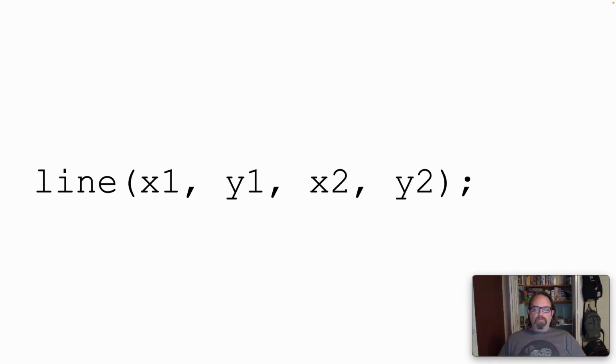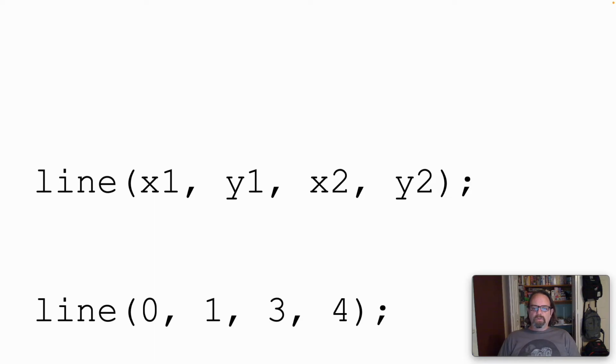The next function you might think about would be a line. For a line, you take 2 points. There's an x1 and y1 as the first point, and it will draw a line between that and the second point, which is x2 and y2. So let's look at an example for line where we have x1, y1 of 0 and 1, and then 3 and 4 for the second point.